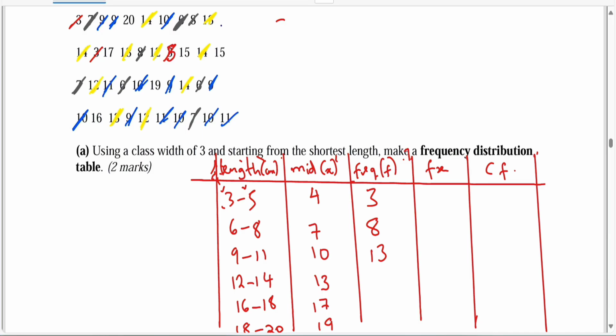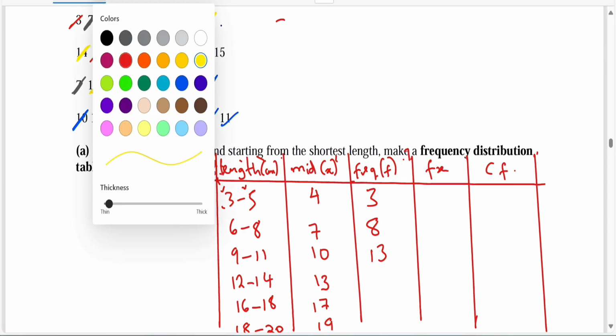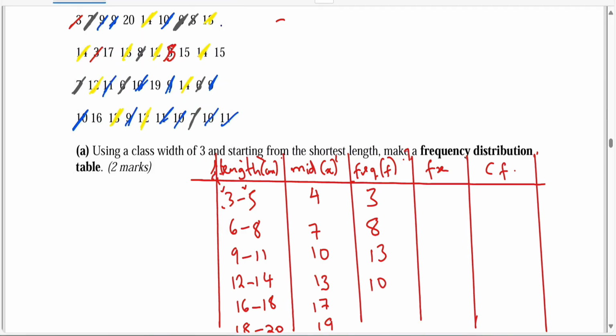So we have a total of how many numbers? 1, 2, 3, 4, 5, 6, 7, 8, 9, 10. We have 10 numbers, guys. So we have 10 numbers.